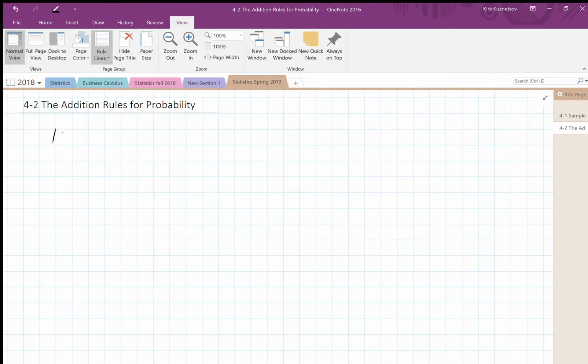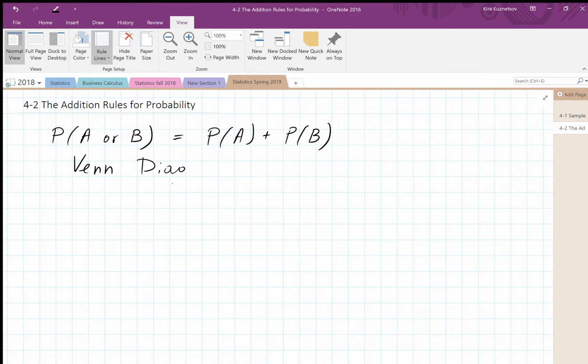So the probability rule that I'm interested in discussing has to do with an OR statement. This is rule number 4 in your handout. And one of the good ways of having a picture of this is a Venn diagram. A Venn diagram, just like a tree diagram, is just one of the tools that will help you along in chapter 4.